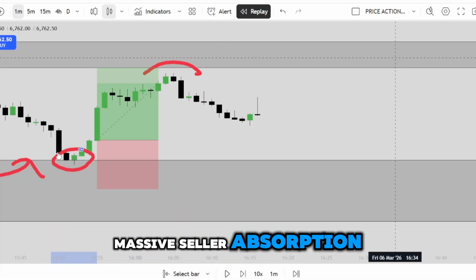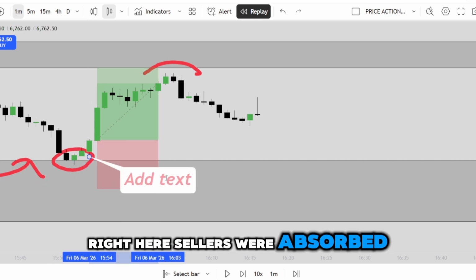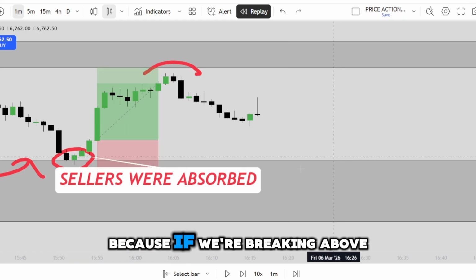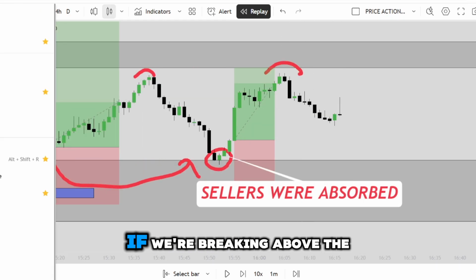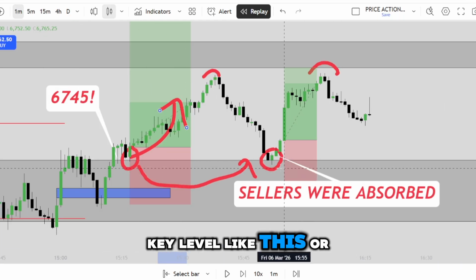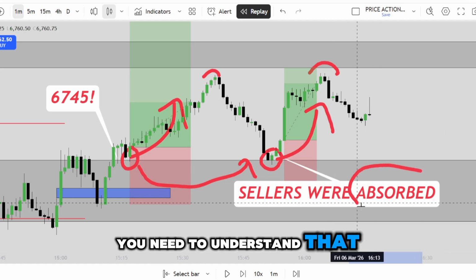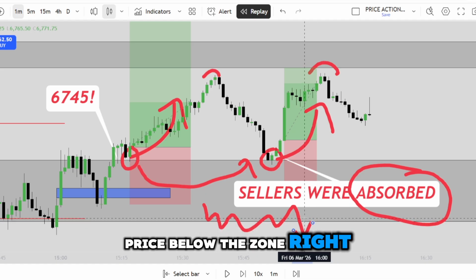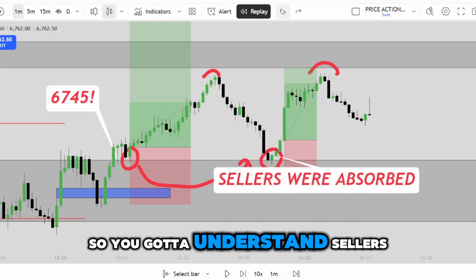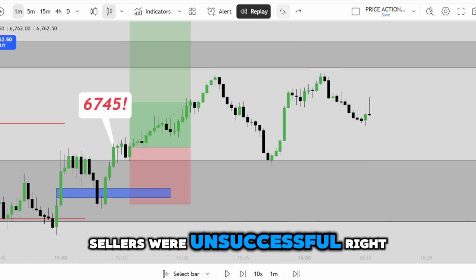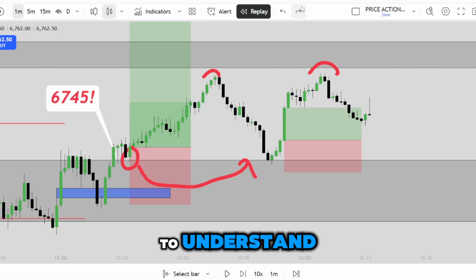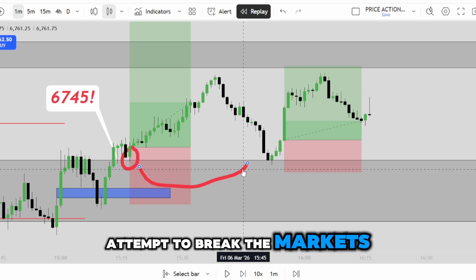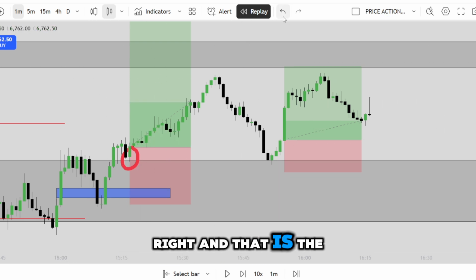Massive seller absorption, right? Here, sellers were absorbed. Because if we're breaking above the key level here, or like this, you need to understand that sellers did not win, because they would have driven price below the zone, right? We broke above the zone. So you got to understand sellers were absorbed, sellers were unsuccessful. This is what you want to understand. Sellers were unsuccessful in their attempt to break the markets higher, right? And that is the reason we went lower, right?